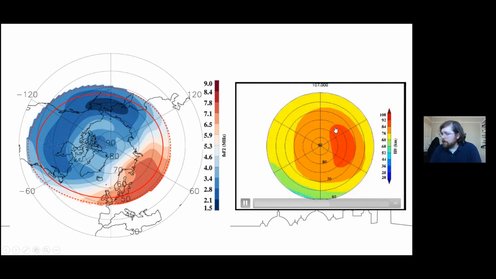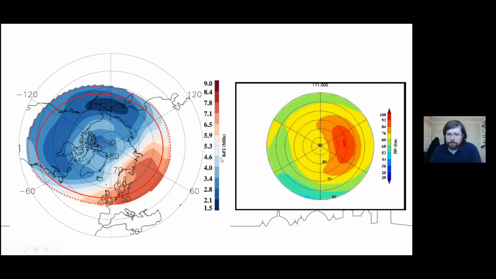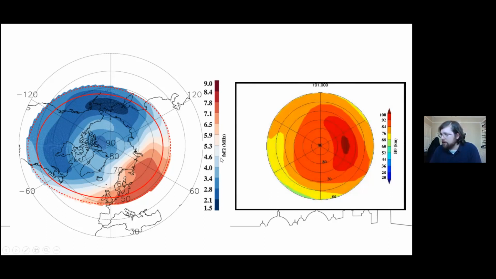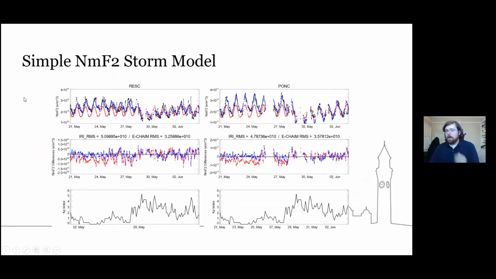And then a gradual recovery as things go back to normal, and then a secondary enhancement as the storm begins again at the end of the clip. Or another storm begins at the end of the clip. So that's good. We've met all of our obligations to our client. We've met what their expectations were, so that's good.